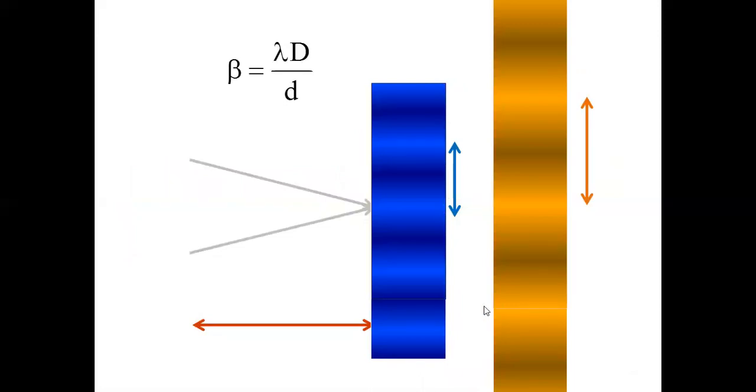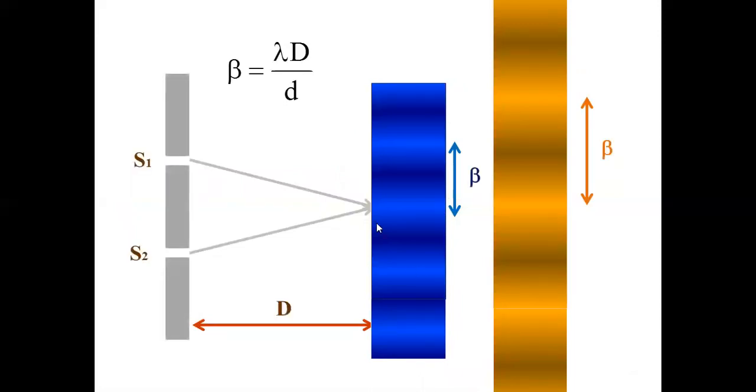Another question is, you are using two sources. Now, what is the formula for beta? Beta is equal to lambda D by d, isn't it? Now, my question is, suppose I frame a question paper and ask you a question: on what factors does fringe width depend? It is a great honor to write an answer for such a question.